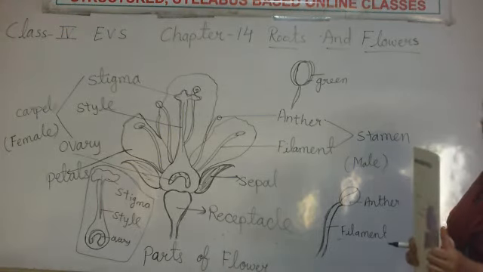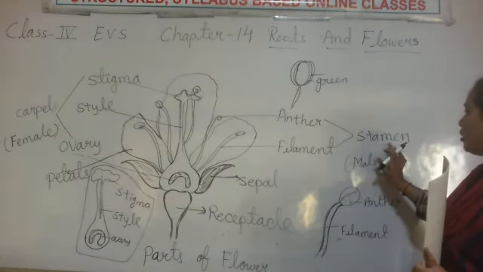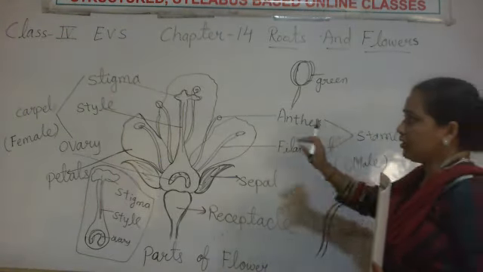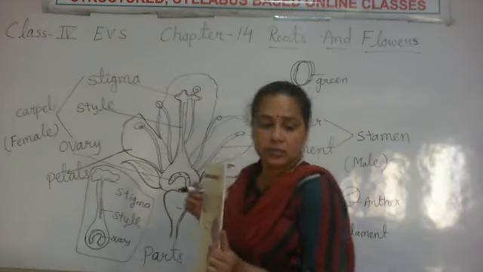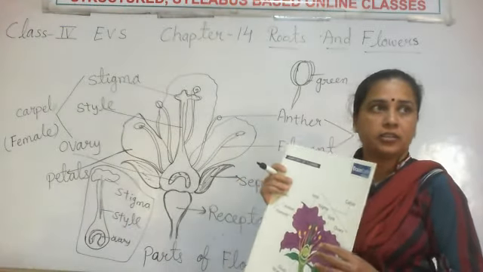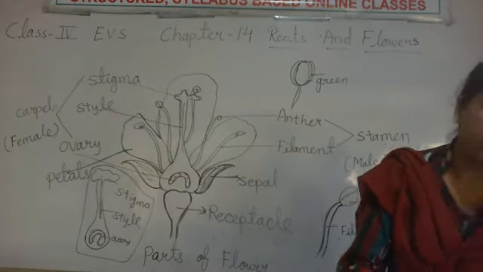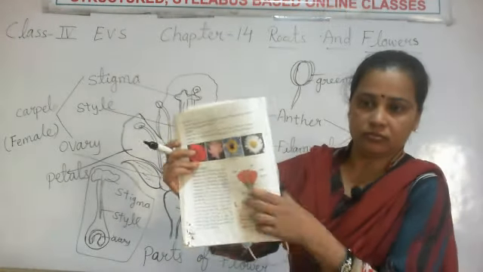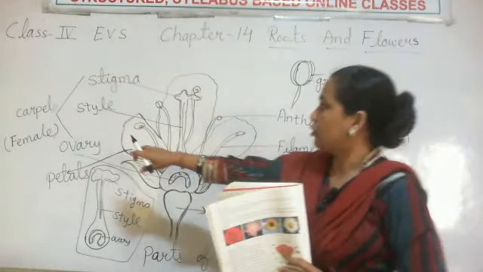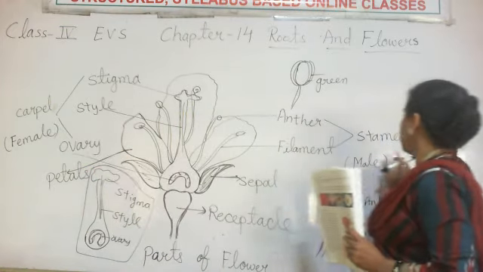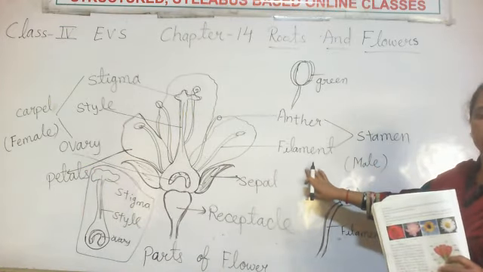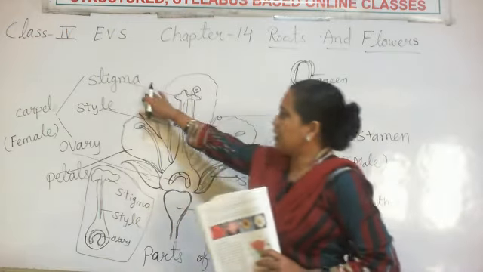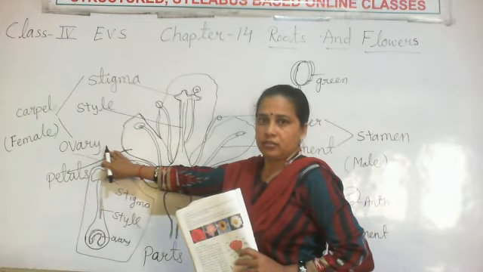If you read, but these two names not given. Stamen and carpel not given in this picture. Okay? Those pictures, that picture given in your textbook. Look here. This name not given here. Carpel and stamen. Only anther, filament given, and after that stigma, style and ovary given here.